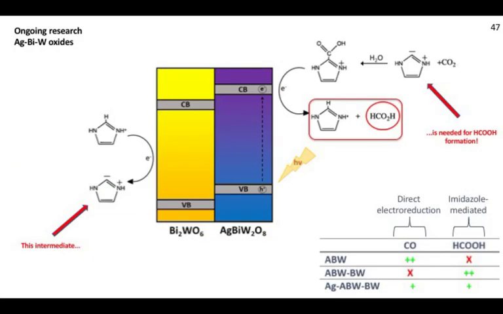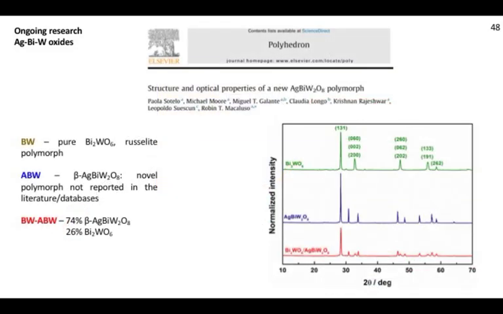So to summarize all of these results, pure ABW is selective for the direct reduction of CO2, while the heterojunction undergoes the mechanism mediated by imidazole. And here we work with this Ag2Bi2W2O8, and we also tried to synthesize this material using a different technique, a melting technique. And it's really interesting that we actually got a novel, a new polymorph of this composition. We were really surprised by that.